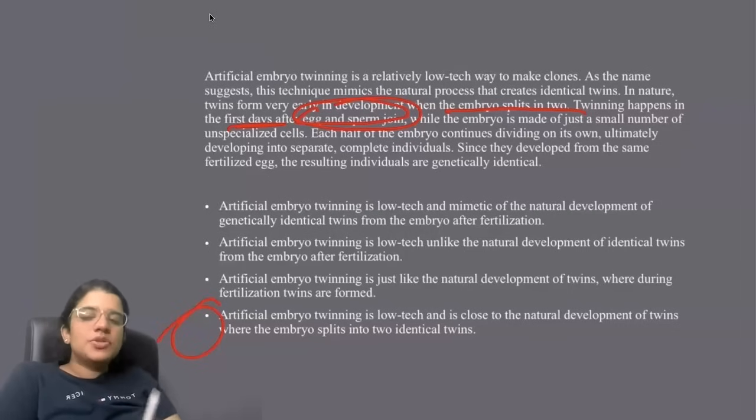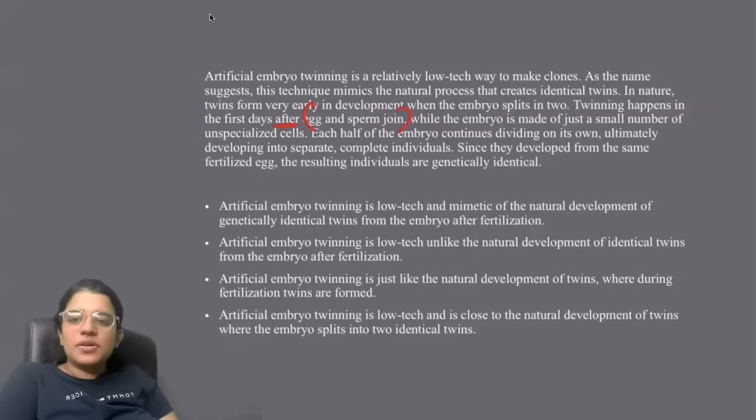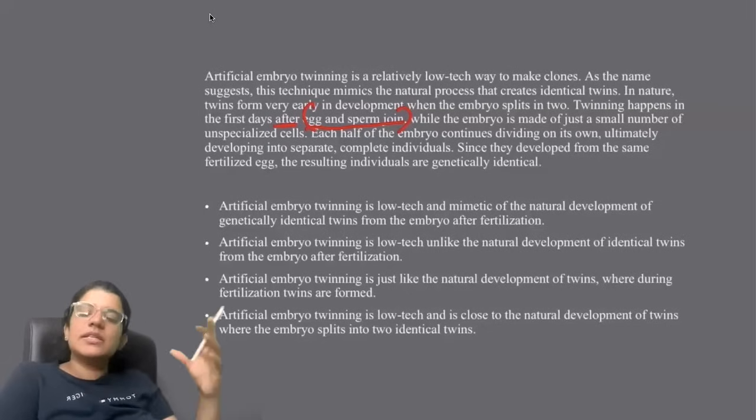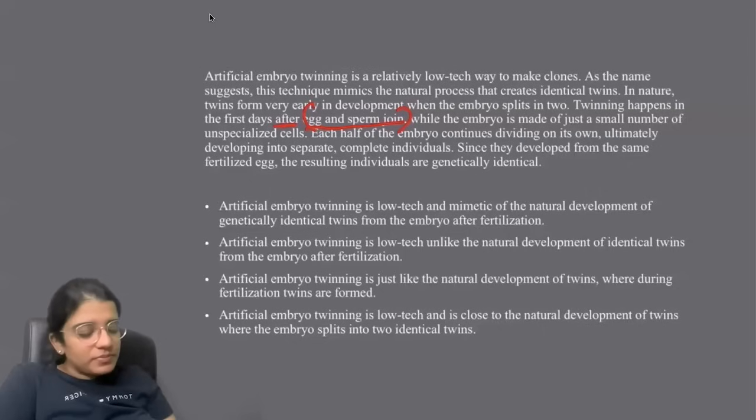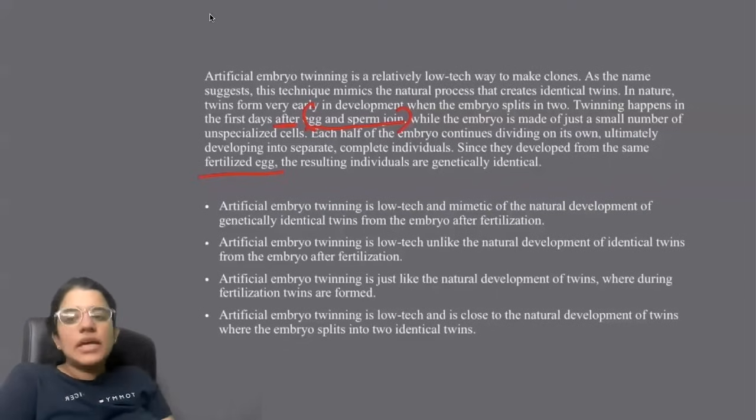What do we call this process of egg and sperm joining? Fertilization, right? And what are they saying? When does twinning happen? Twinning happens in the first days after the fertilization process, which means after the egg and sperm join. While the embryo is made up of just a small number of unspecialized cells, each half of the embryo continues dividing on its own, ultimately developing into separate complete individuals. Slowly they form into complete individuals. Since they developed from the same fertilized egg, the resulting individuals are genetically identical. Obviously, if they are from the same egg, that's why when they grow up they look so genetically identical.